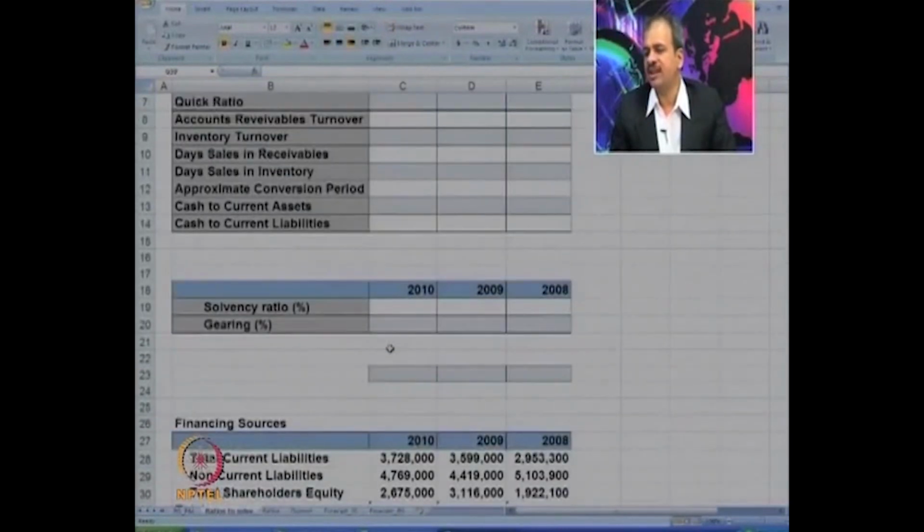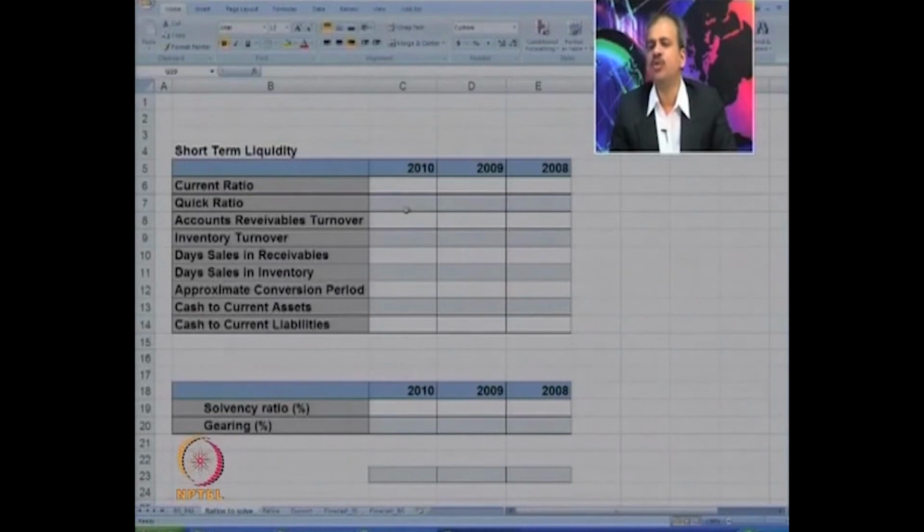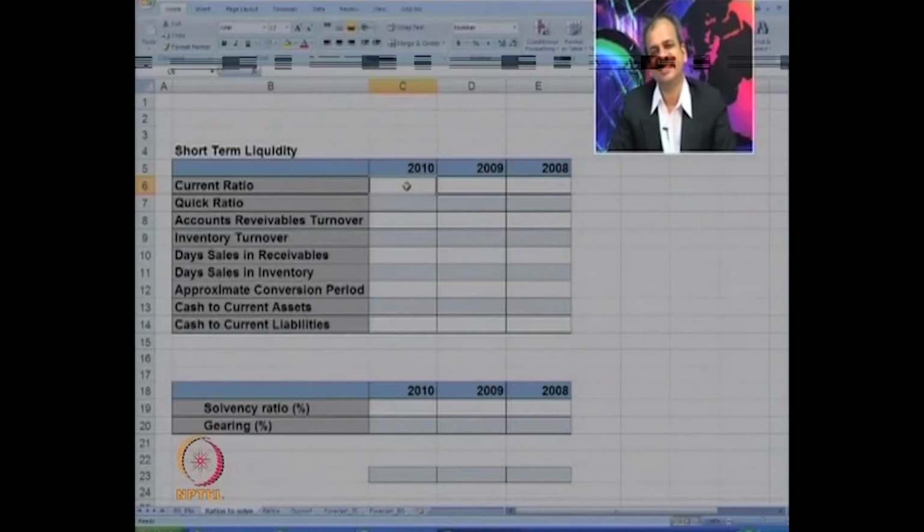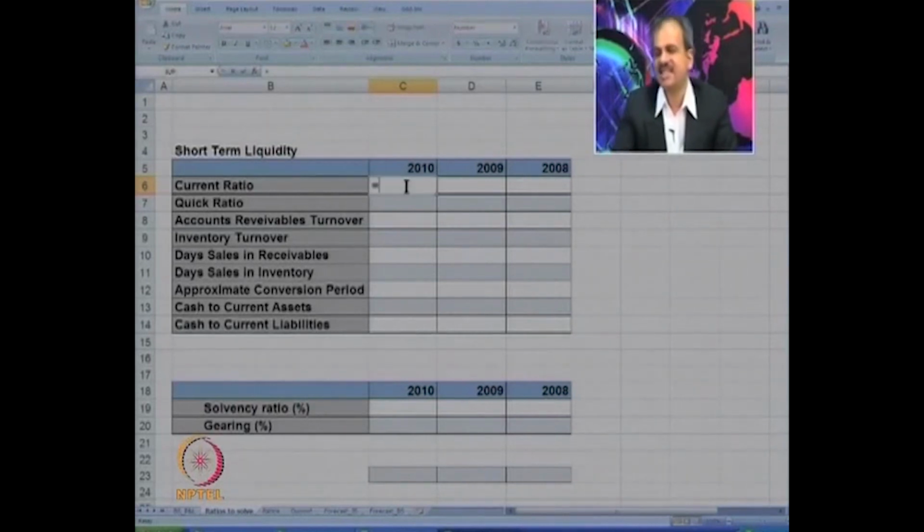So I have tried to create a structure so that it's easy for you. Now you know most of the important ratios. So the first ratio in the category of short term solvency is current ratio. What is the formula for current ratio? You are right, it is current assets divided by current liabilities. I won't repeat the formula, I hope you know it now.